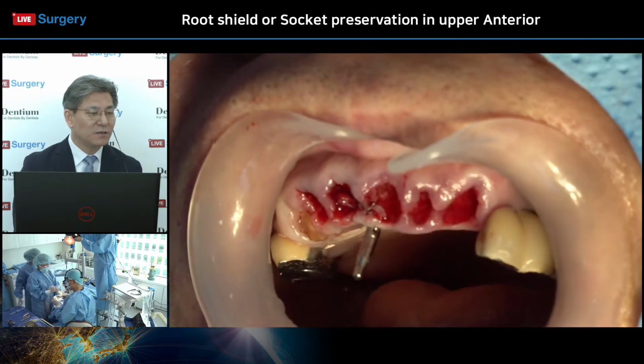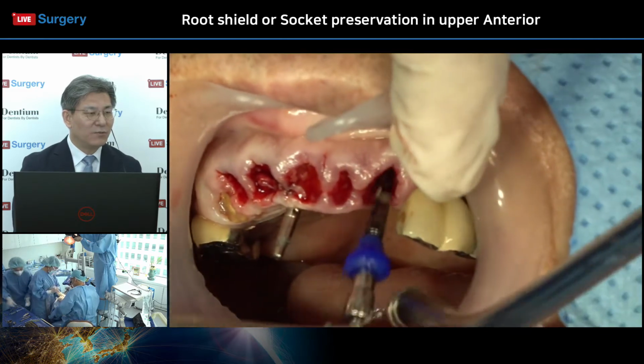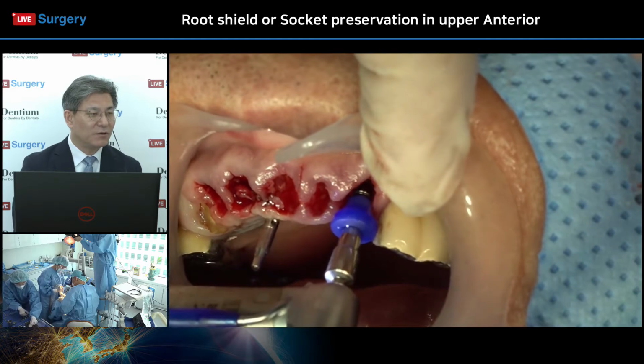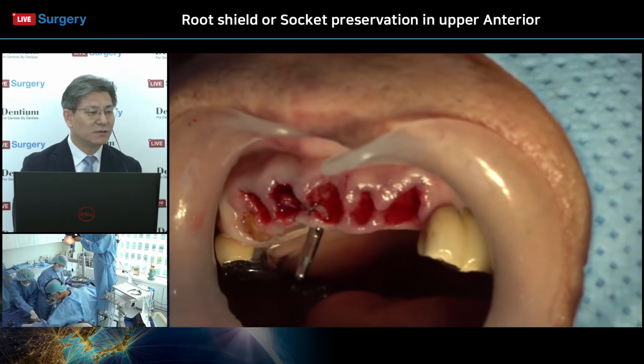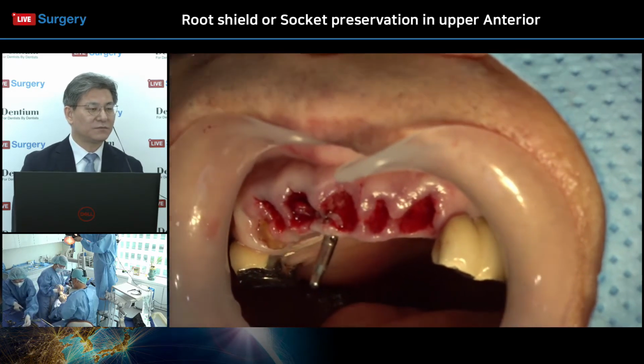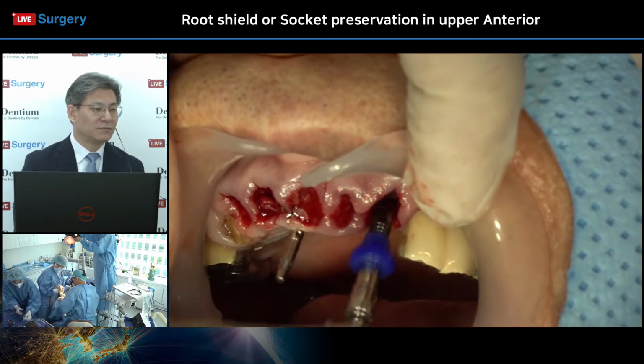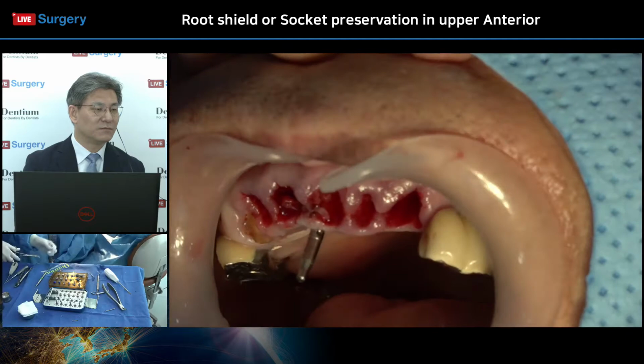Okay, so the entry point is the same as I mentioned before. I finished the drilling to 4.0 millimeters, and the canal is very long.